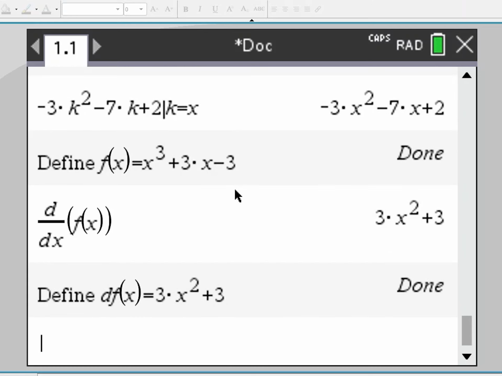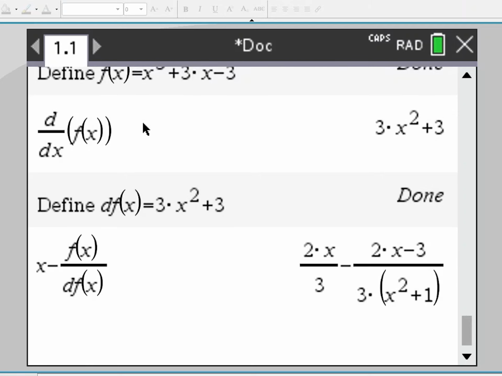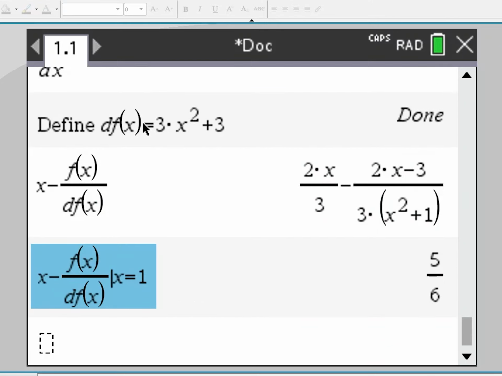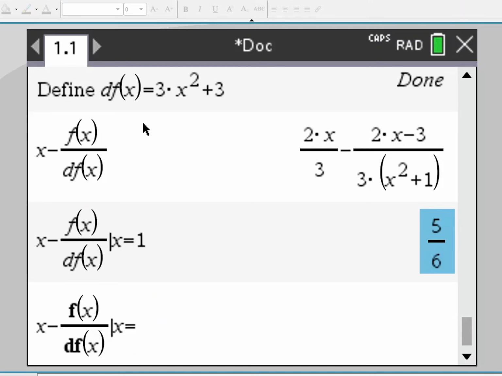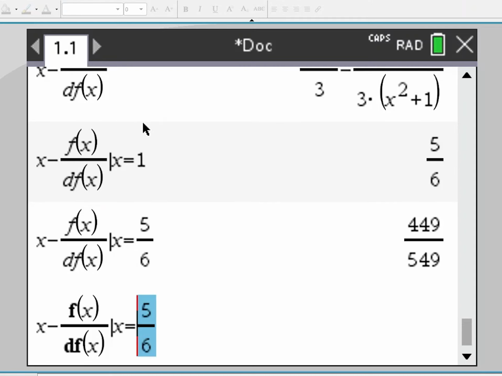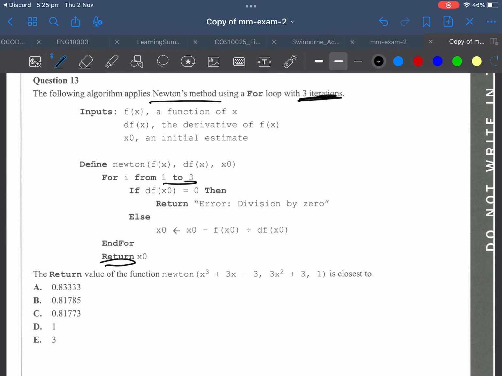Okay, so now we have all the things that we need. So our Newton's formula is going to be x minus f of x over df of x. Okay, and now we can just simply substitute in. So our initial value was given to be 1, so x equals 1. Okay, we get 5/6. So now we have to substitute. That's one iteration done. So now we have to substitute 5/6. That's the second iteration, and this is the last one. And if I press Control Enter, okay, so 0.81773. So that looks like our answer is going to be C for this case.